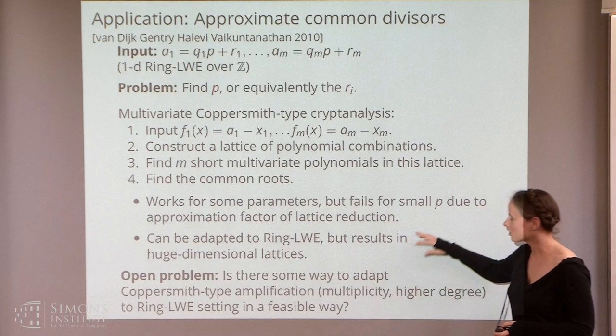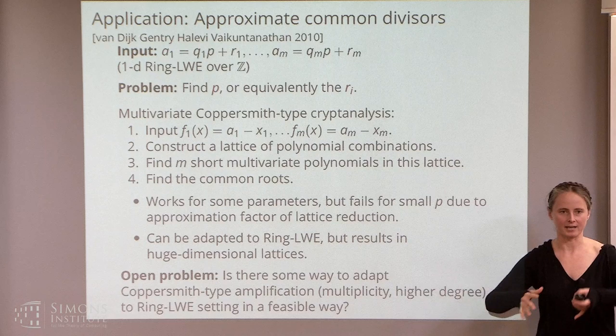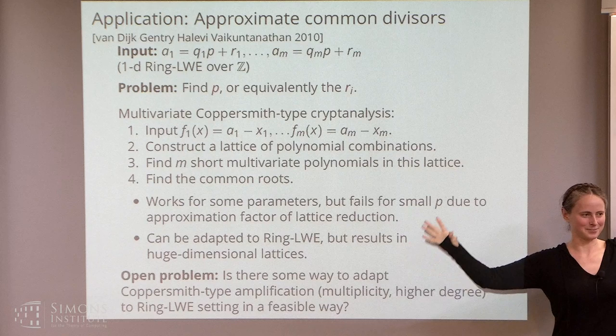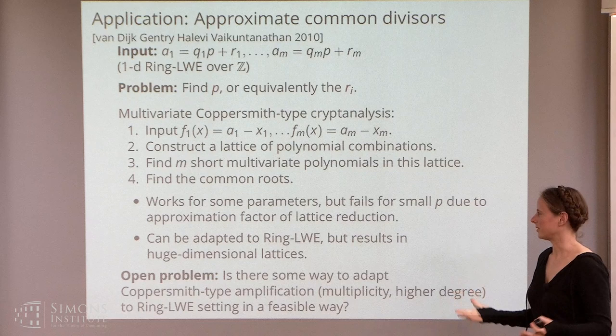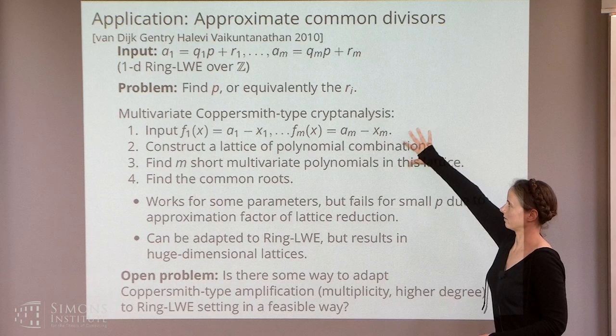So you can try to do the same thing with ring LWE if you want. This results in gigantic dimensional lattices, right? Because you have these huge numbers of canonical embeddings that you're putting in, powers of your canonical embeddings. So it seems kind of nonsensical. Maybe there's something better that you can do that doesn't require you to put blocks of canonical embeddings. It's kind of tempting to want to say maybe some of the clever ideas from Coppersmith land could be useful here.